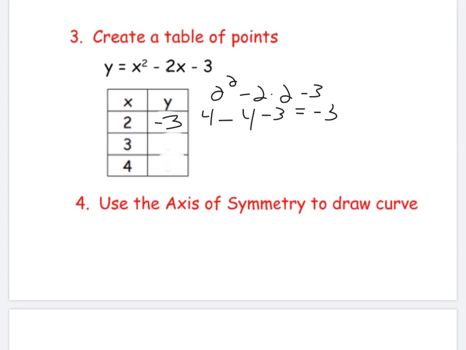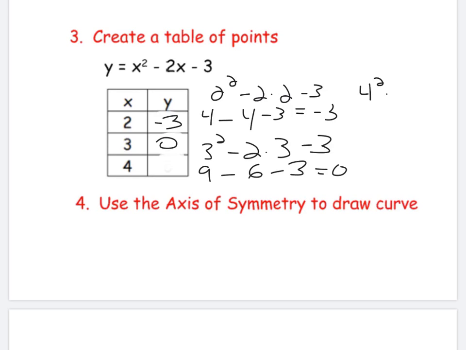Then I have 3. So I'd have 3 squared minus 2 times 3 minus 3. 3 squared is 9, minus 2 times 3 is 6, minus 3. 9 minus 6 is 3, minus 3 gives me 0. So I'd have the point 3, 0. And then if I did 4, I would have 4 squared minus 2 times 4 minus 3. 4 squared is 16, minus 2 times 4 is 8, minus 3. 16 minus 8 is 8, minus 3 gives me 5. So I'd add the point 4, 5.